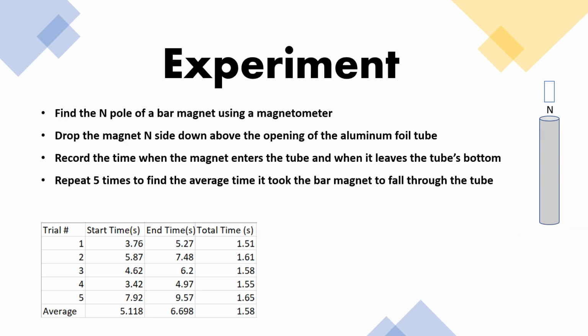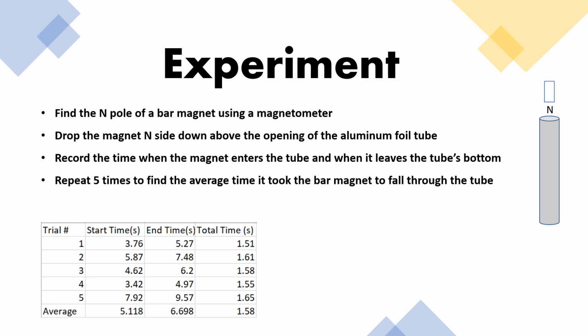To observe Faraday's law, we conduct an experiment where we track the amount of time it takes for the magnet to pass through the aluminum tube. Make sure that for the magnet you're using, the north side is facing down. You can find that using a magnetometer app on your phone. Repeat the trial 5 times so that you can find the average amount of time it took for the magnet to pass through the aluminum tube.